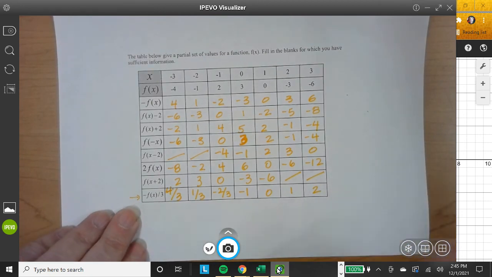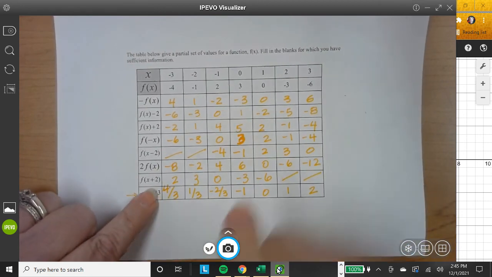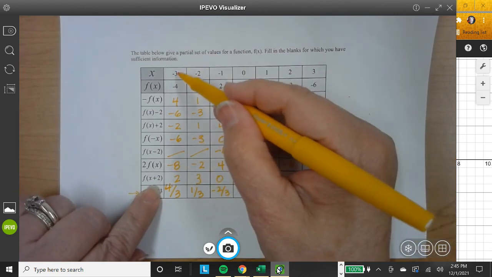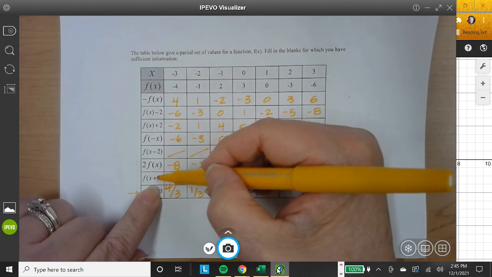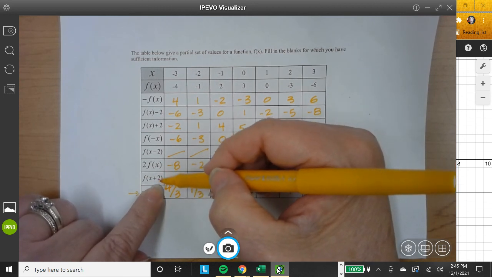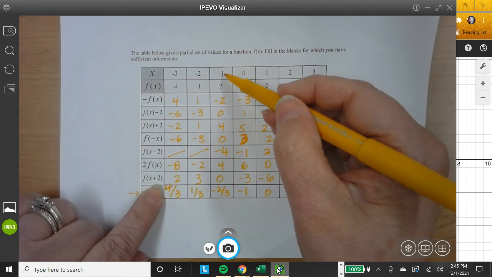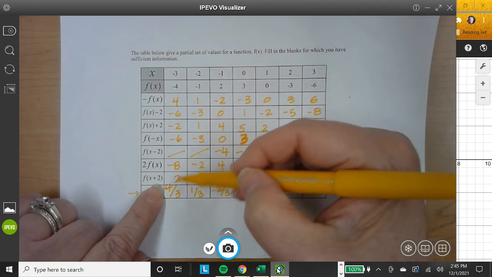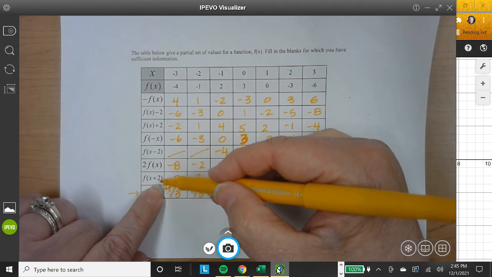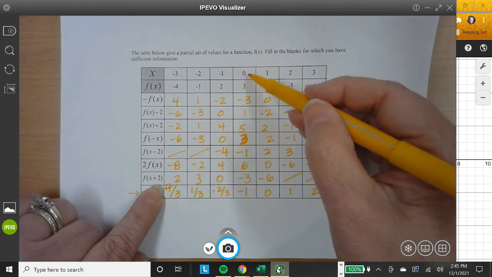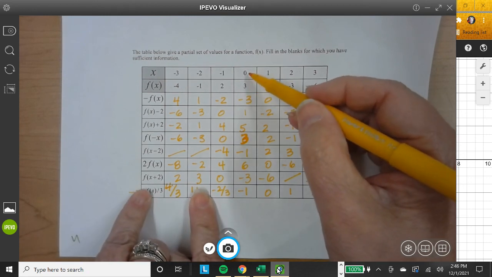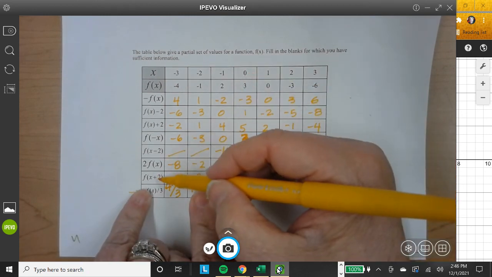Okay, really quickly before the bell rings today, I want to do this one again because I think I lost everybody, including myself. So when I plug negative 3 in for x, I get f of negative 3 plus 2. Negative 3 plus 2 is negative 1. So I go to the negative 1 column and I pick up the y value here and I put it here, which is 2. f of negative 2 plus 2 is f of 0. I go to this f of 0 column and get the 3. Okay, then I plug in 0. f of 0 plus 2 is f of 2.